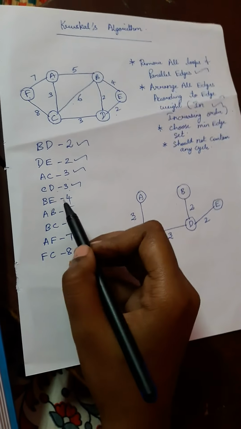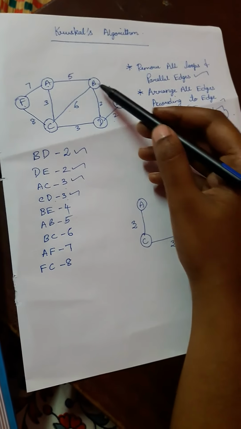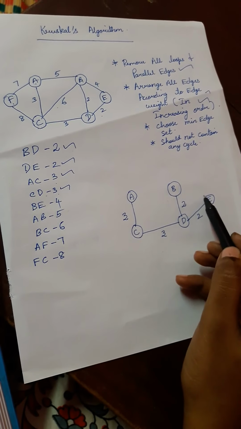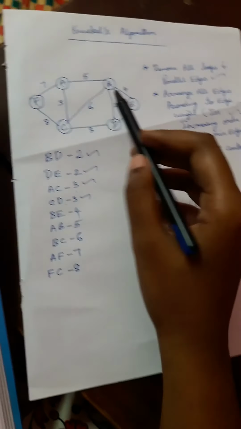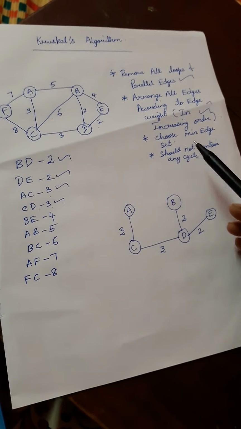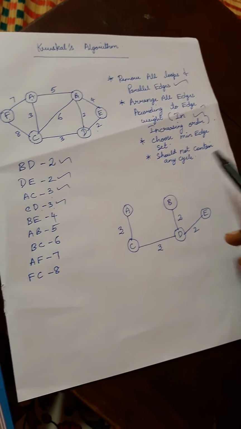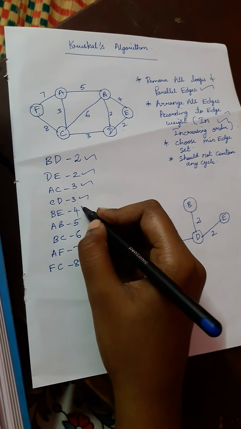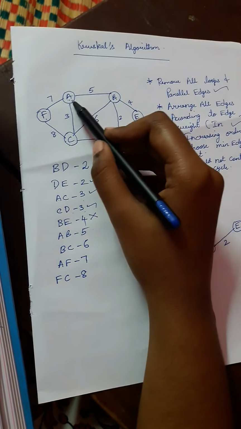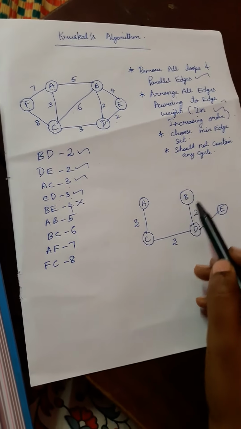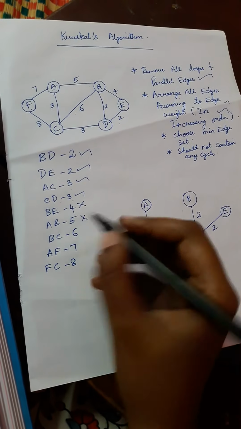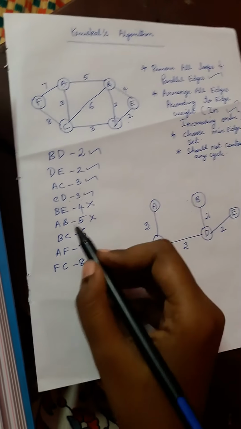Then B to E. So B to E, if I draw it here, it will form a cycle. See this, okay. If I draw this line here, what will happen? It will form a cycle. So already the condition is here, it should not contain any cycle. So I can't choose this B to E. Okay, next one A to B. If I draw A to B, what will happen? Again a cycle will be formed. So I can't choose this one.